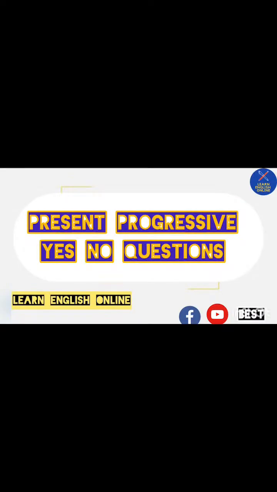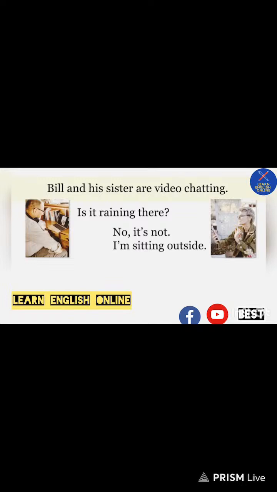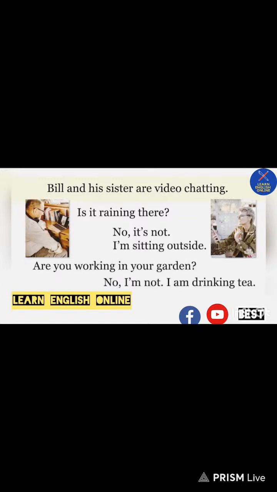Present progressive yes/no questions. Bill and his sister are video chatting. Bill asks, "Is it raining there?" "No, it's not. I'm sitting outside." "Are you working in your garden?" "No, I'm not. I am drinking tea." Notice the question, is it raining? Are you working? Let's look at how to form yes/no questions in the present progressive.